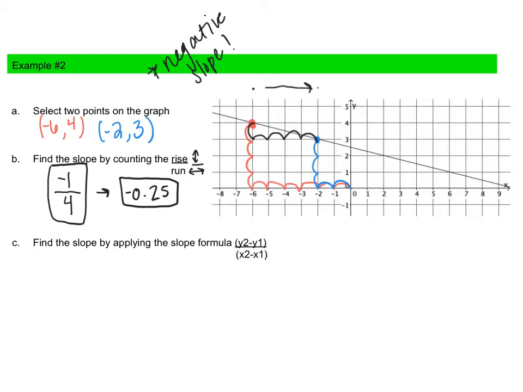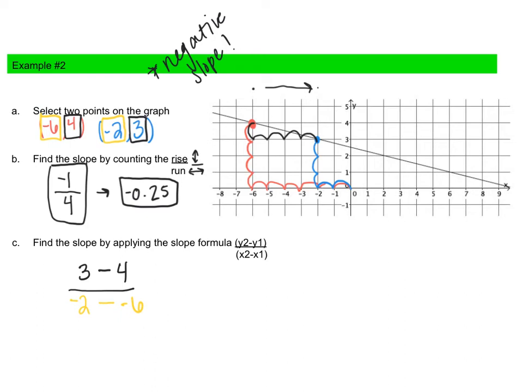Okay. The next part, we're going to use our formula, y2 minus y1 over x2 minus x1. So I'm going to go ahead and identify where's my y2. So my second y value is right here. That's a 3. So y2 minus y1, my first y value was a 4, over x2. This is my second x value, so -2, minus x1, which is a -6.